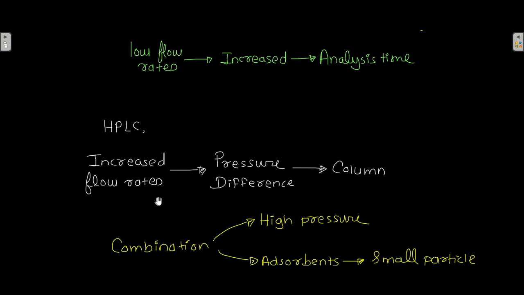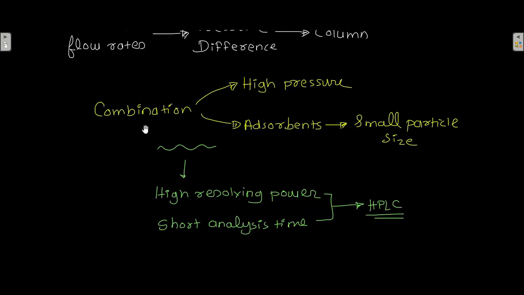In classical liquid chromatography you cannot use small particles because the flow rate will reduce and the analysis time will increase. But in case of HPLC, as you are using a pump to increase the flow rate, you can use adsorbents made up of small particle size. So the combination of high pressure and adsorbent having small particle size are the reason for the high resolving power and short analysis time of HPLC.